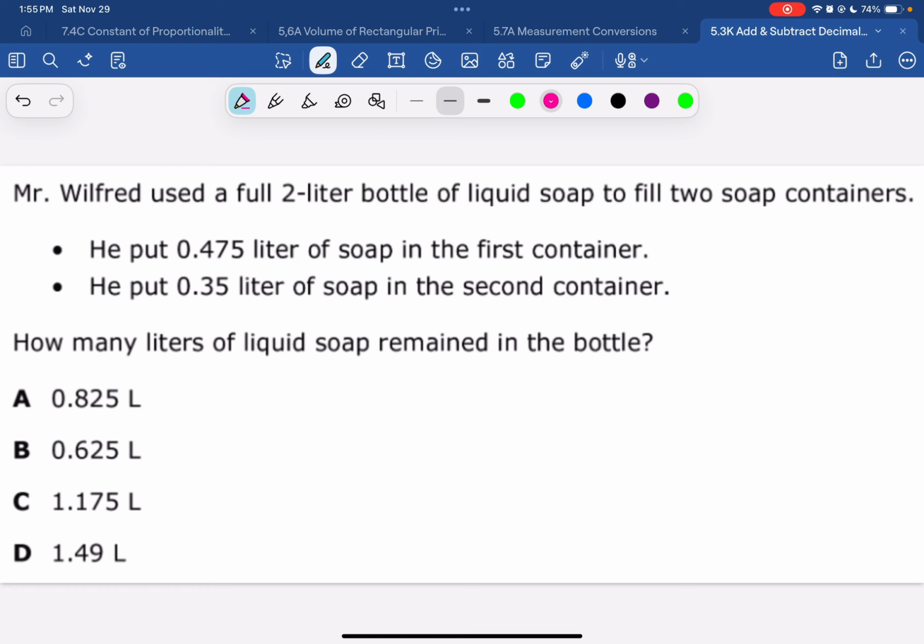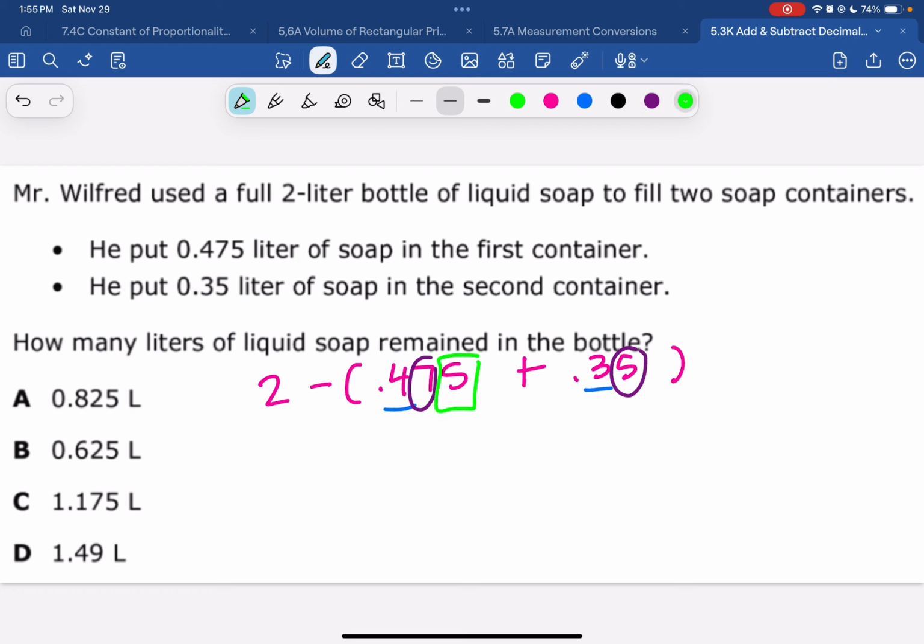All right, so what we want to do is add up both liters, 475 thousandths plus 35 hundredths. When you add those, you're going to take it away from the 2. So you have to keep in mind place value. 4 and 3 are in the tenths place. 7 and 5 are in the hundredths place.